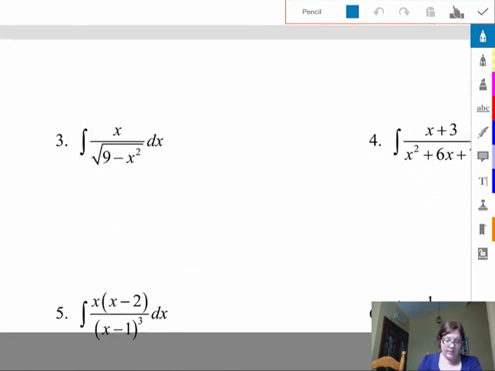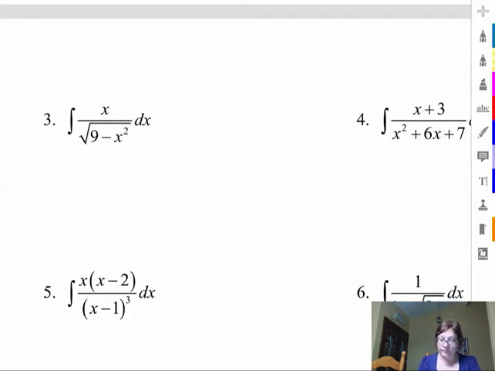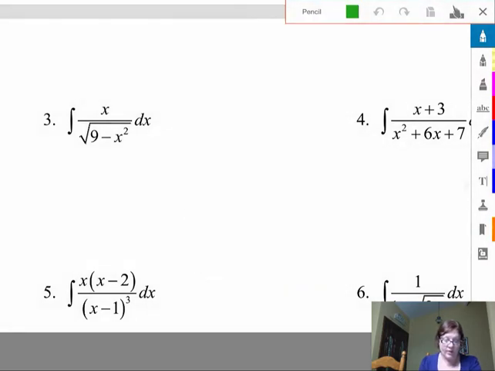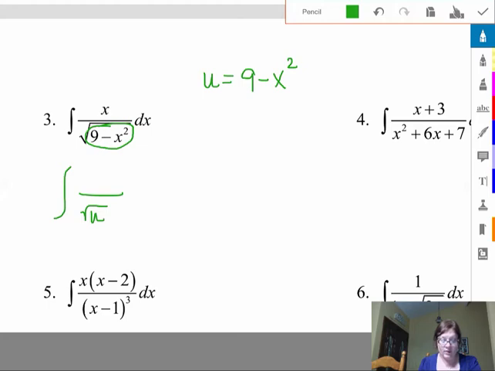Moving on to problem 3. So again, I see some stuff underneath a radical and it's in the bottom. So I'm going to try the stuff under the radical first. See what happens with that. Because that's going to allow me to have 1 over square root of u, which of course will turn into u to the negative 1/2. I can deal with that. And then when I take the derivative, I get negative 2x. And then I say, sweet.